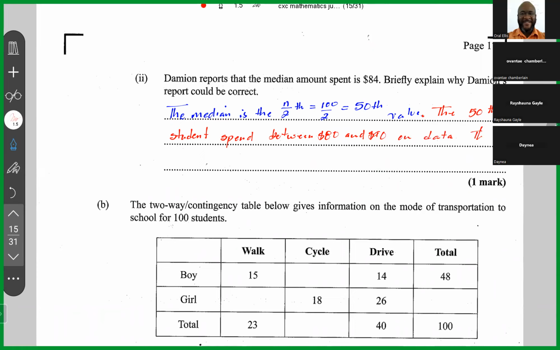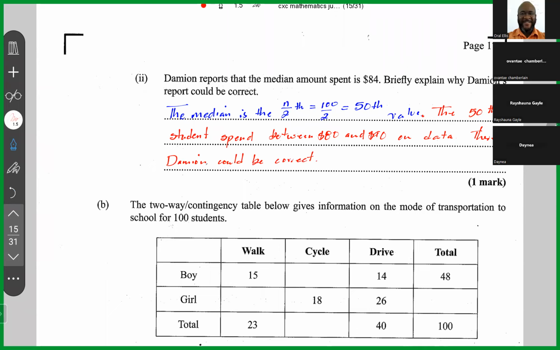Therefore, Damien's estimate could be correct.